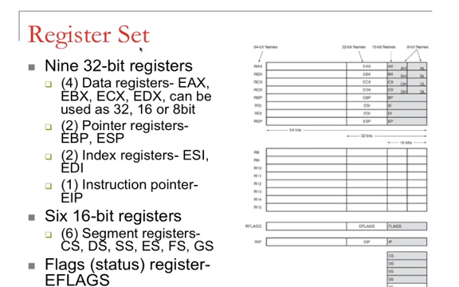Out of these data registers, take EAX. Because it's a 32-bit register, essentially it has 4 bytes in it. And this is the least significant byte side, and this is the most significant byte side.